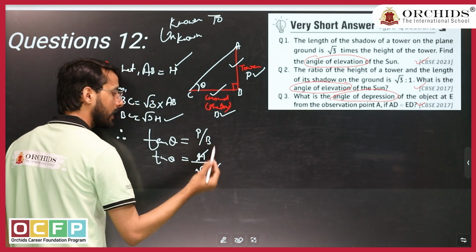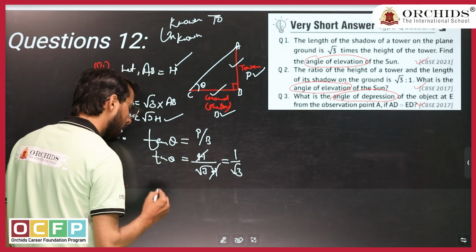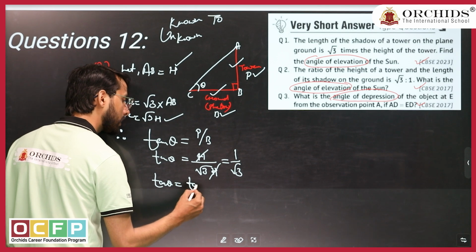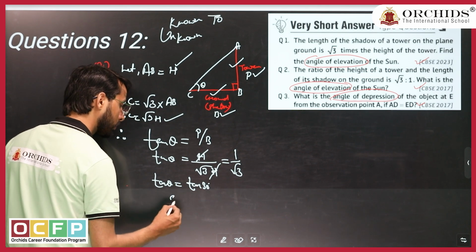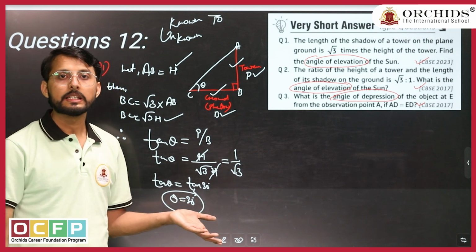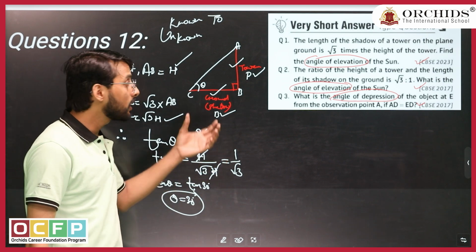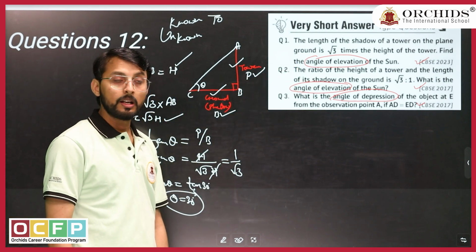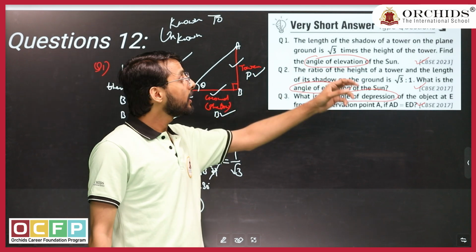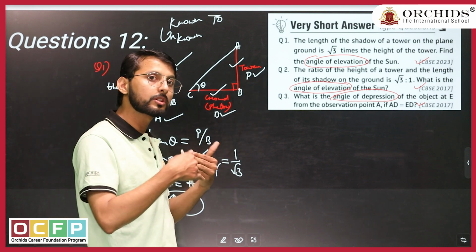You can cancel H and H. It will result in 1 by root 3. And which angle of tan will result in 1 by root 3? That is nothing but tan 30 degrees. So what is the value of theta we got, guys? We got theta as 30 degrees. See. Now the same knowledge, use it for the next two questions. Similar type of question is given, only the wording is different. In the first question they have given a word statement, that the length of the shadow is root 3 times the height.